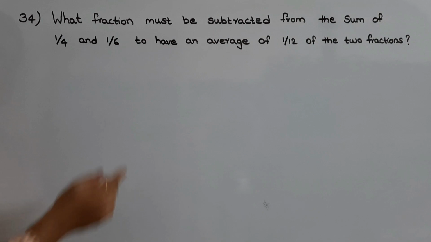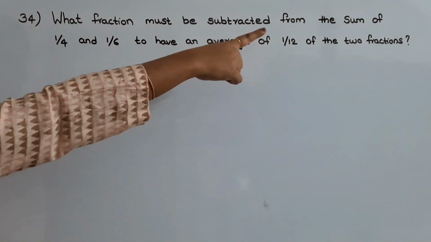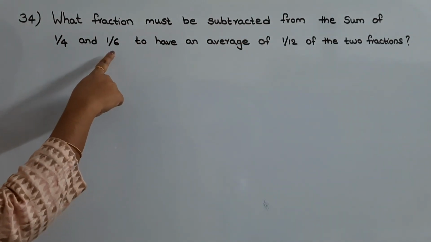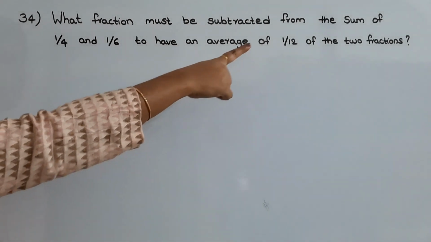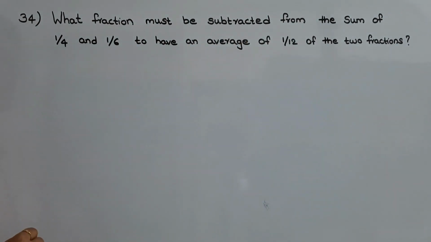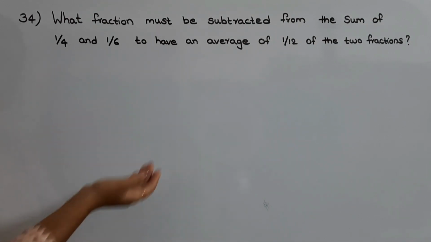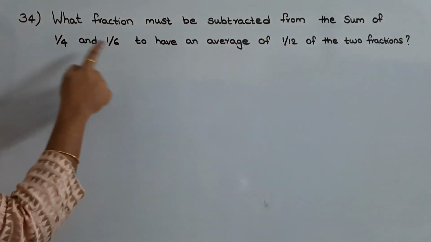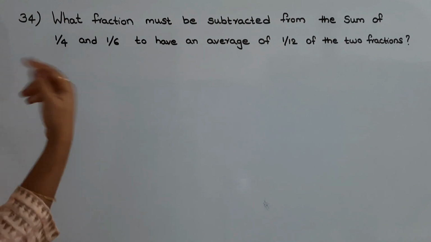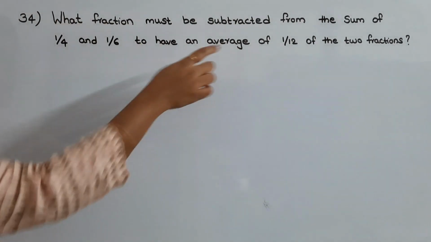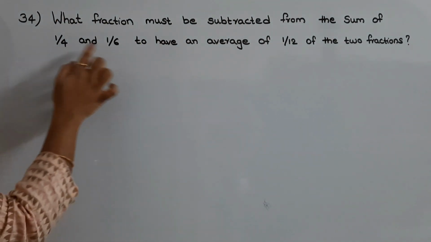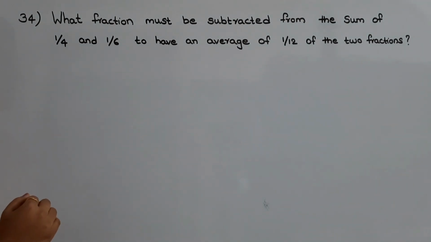The next question is, what fraction must be subtracted from the sum of 1 by 4 and 1 by 6 to have an average of 1 by 12 of the two fractions? Okay. So in this question they are asking us to find out the fraction that must be subtracted from the sum of these two fractions to get an average of 1 by 12 when we are finding out the average of these two fractions. Okay.